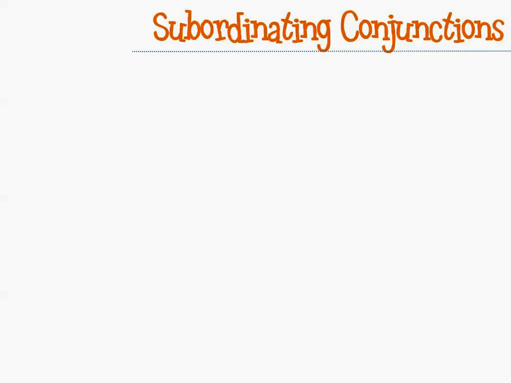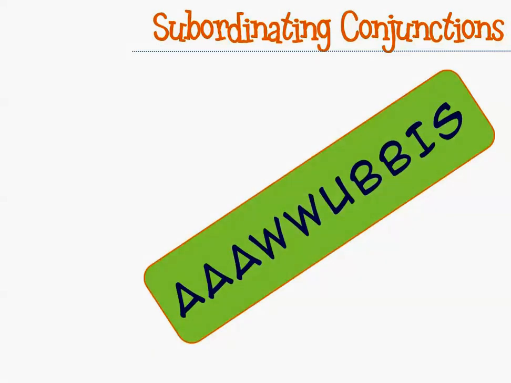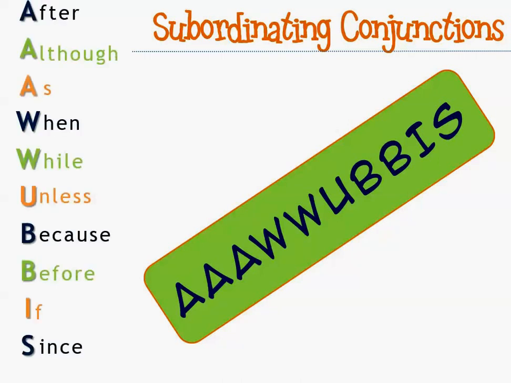Subordinating conjunctions are able to easily be remembered using a special acronym, and that is AWUBUS or AWUBUS, however you want to pronounce it. But basically what you want to know is that those letters help us to remember very common subordinating conjunctions. Now, those common subordinating conjunctions include the words after, although, as, when, while, unless, because, before, if, and since. These are not all of the subordinating conjunctions, but these are ones that we use quite a bit.